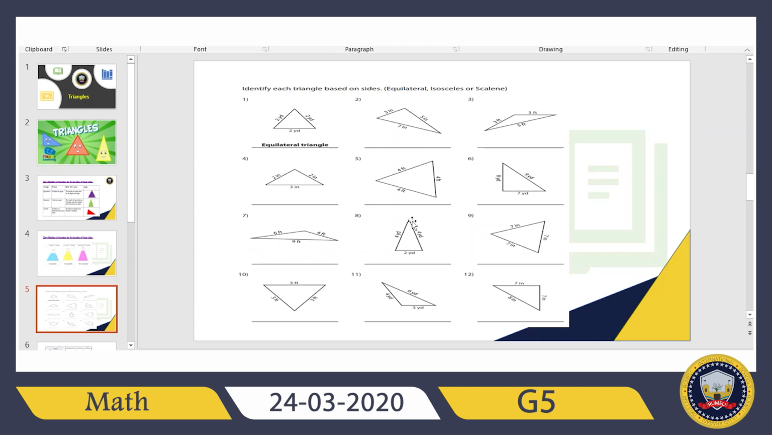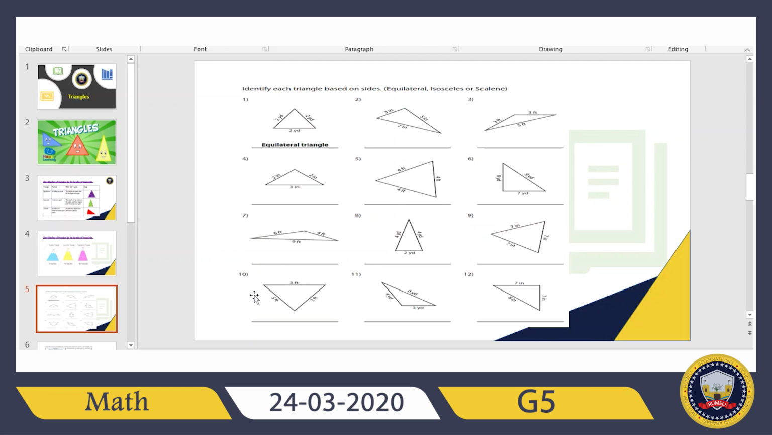Number 8, two sides equal 4 yards and the third side equals 2 yards. Two sides are equal in their measure, so we call it an isosceles triangle. Right. Number 9, all sides equal 7 inches. First side 7, second side 7 inches, and the third side 7 inches. So it's called an equilateral triangle.